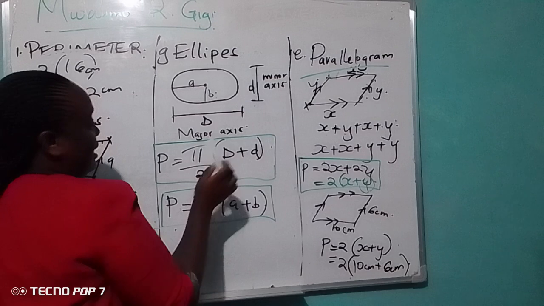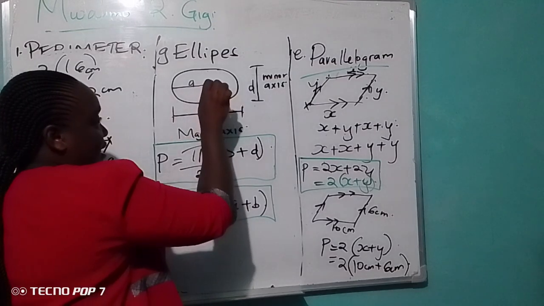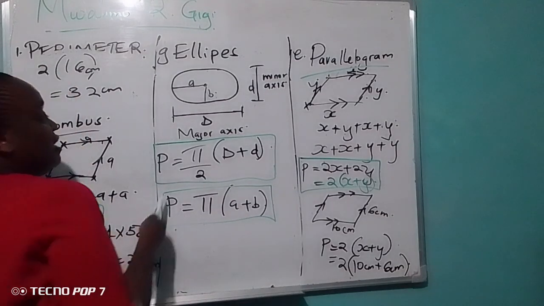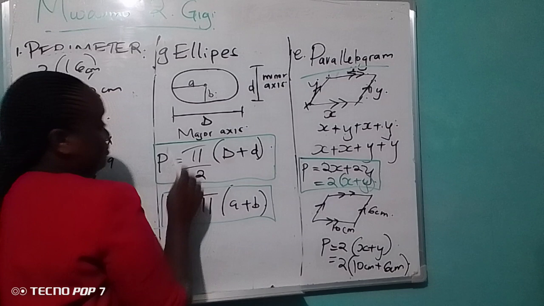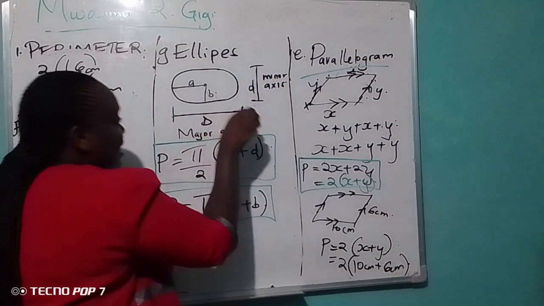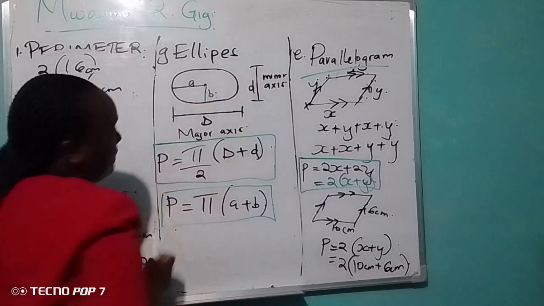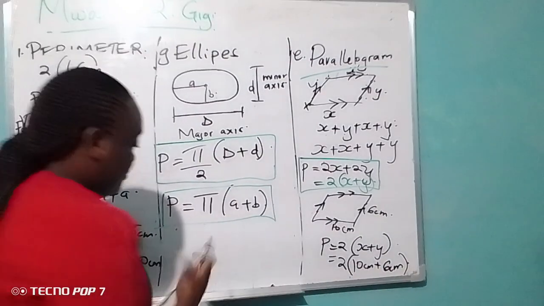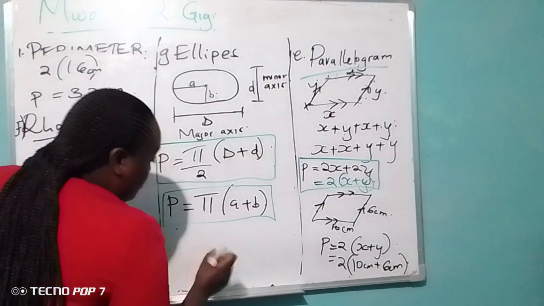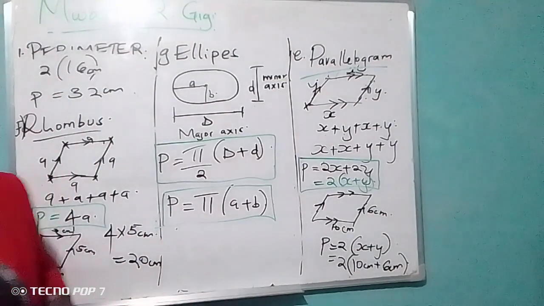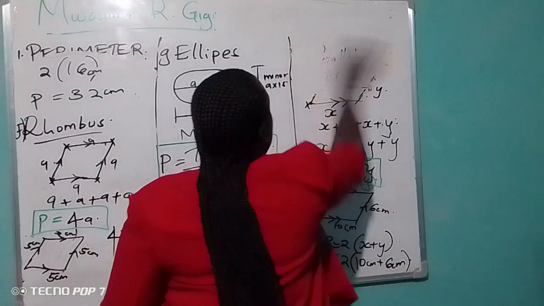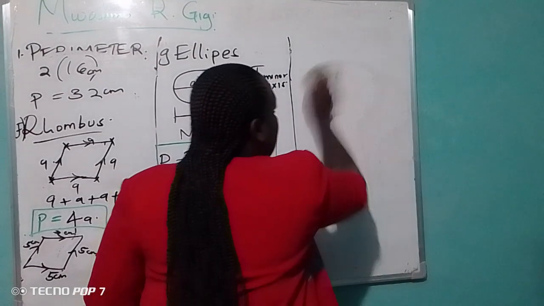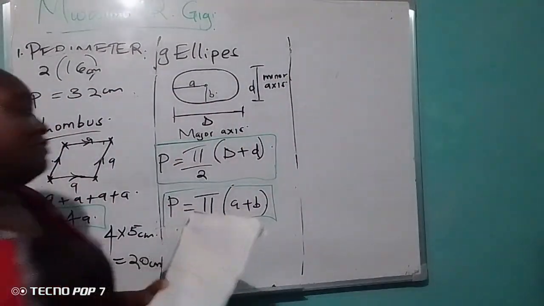So we say it's pi into radius of the major axis plus radius of the minor axis. Or we can use pi divided by 2 into brackets the major axis plus the minor axis. So in this case we can do just one example, for example, let's have this.